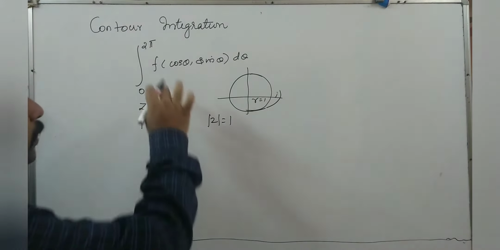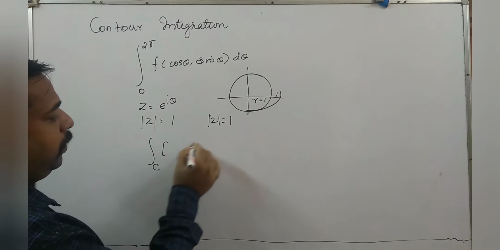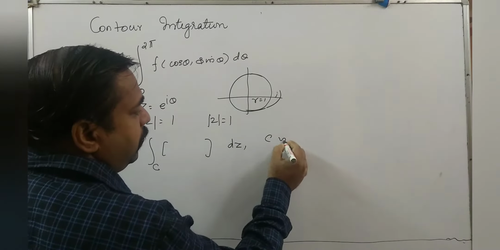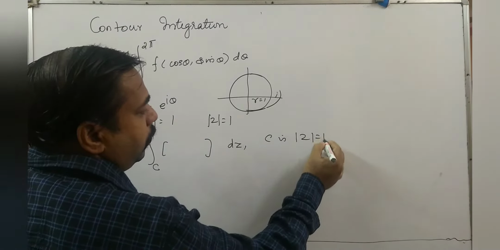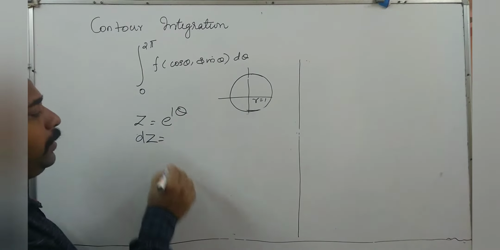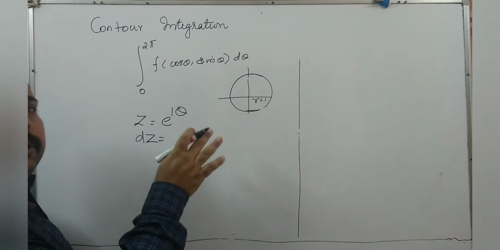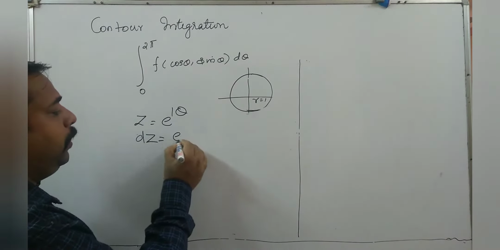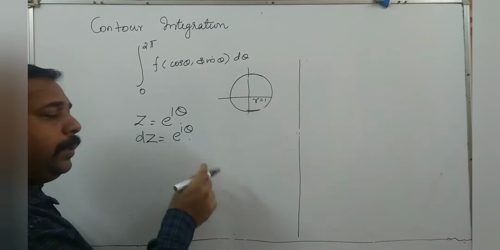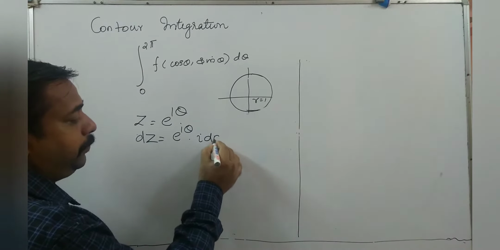That is, this is converted to an integral over c, dz, and c is mod z is equal to 1. So that is the technique. So dz is just the differentiation. That is, dz is equal to e raised to i theta differentiation, which is e raised to i theta into the differentiation of i theta, which is i into d theta.